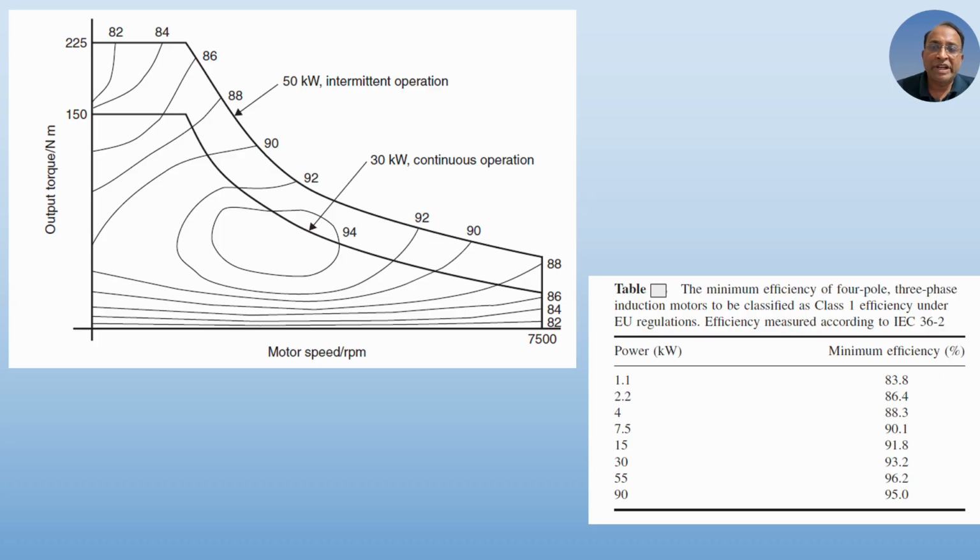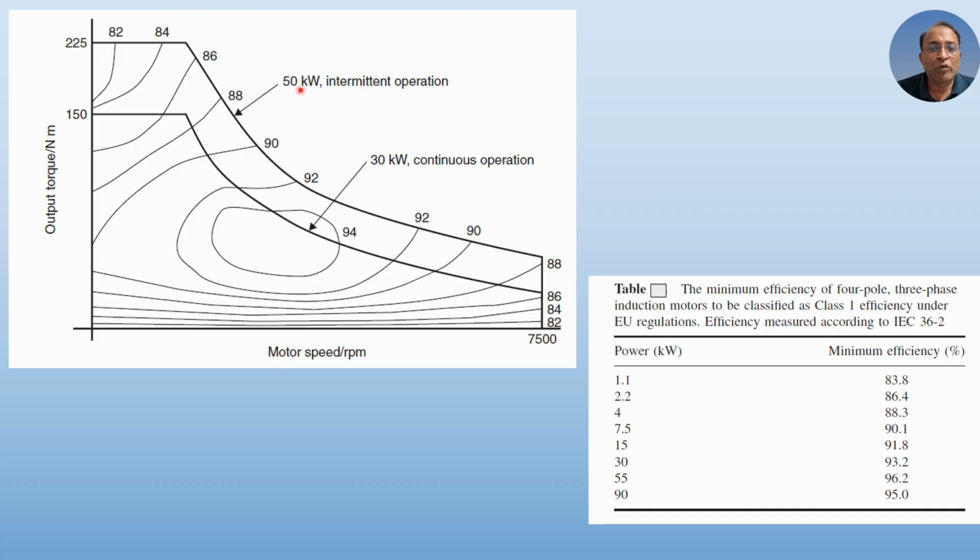Let us check some interesting statistics to understand how motor size, speed and efficiency are correlated. These are statistics and graphs about the motor efficiency and motor sizing. Please observe the graph on the left hand side. On the y-axis is output torque in Newton meters, and on the x-axis is the motor speed. So this is basically the torque speed characteristics, and two sets of torque speed characteristics are indicated here.